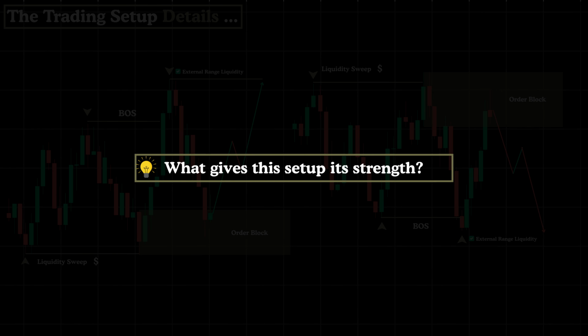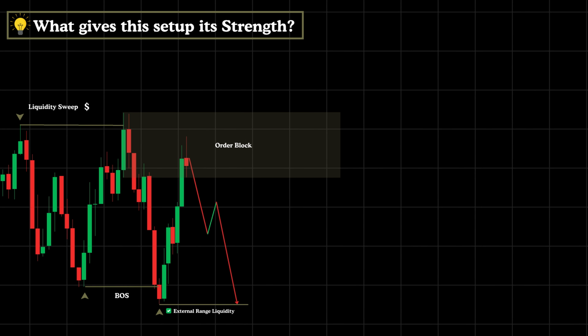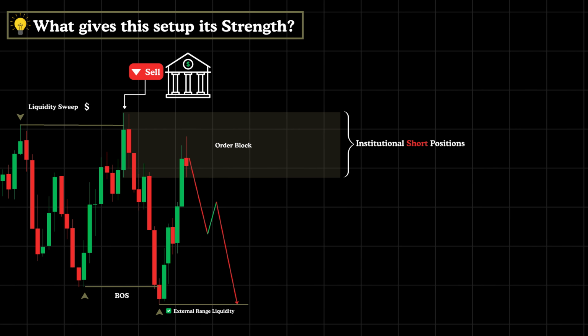Now, you may wonder, what gives this setup its strength? The reasoning behind it is straightforward yet powerful. Smart money usually drives price toward these key zones to manipulate market participants and generate the necessary liquidity to execute its own positions. This is often done with a sharp move that clears levels above or below, followed by an immediate reversal in the opposite direction.